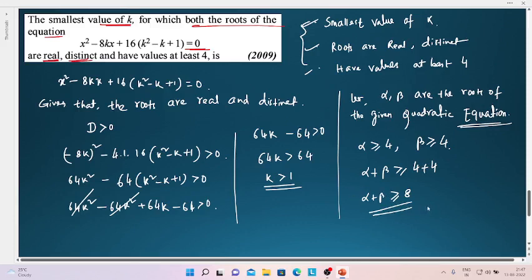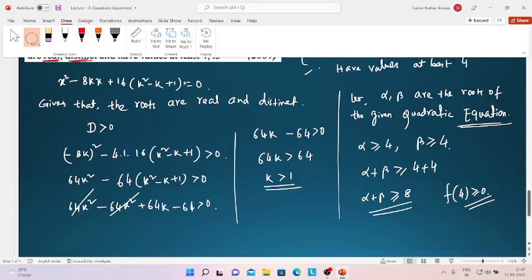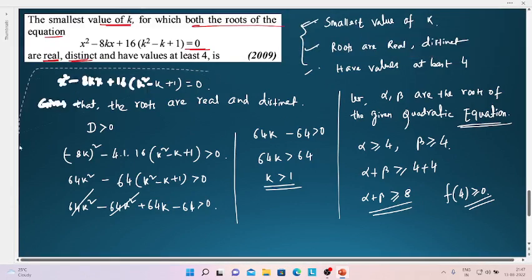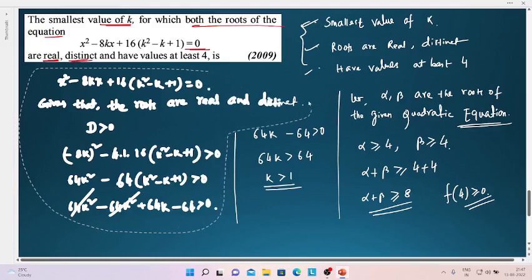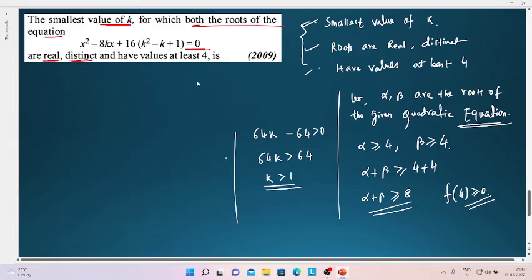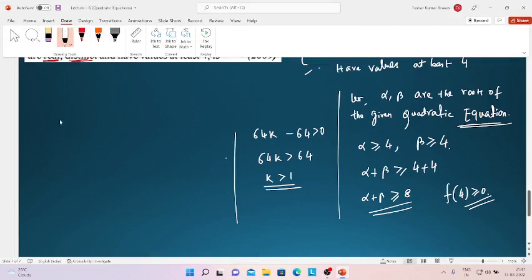And another is that since the roots are at least 4, then f(4) will be greater than or equal to 0. This is also a condition which we got from that particular given condition. So alpha plus beta is greater than or equal to 8 and f(4) is greater than or equal to 0. So let me erase some part, which are these, right? Okay, let me write down.